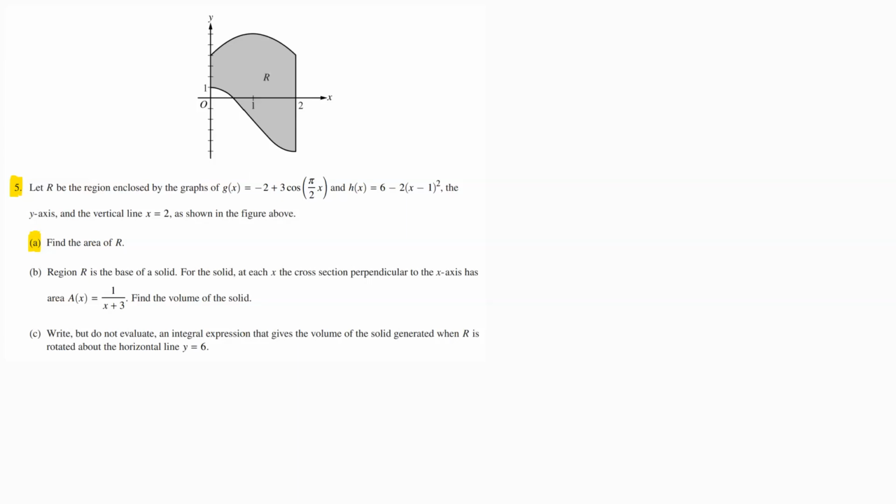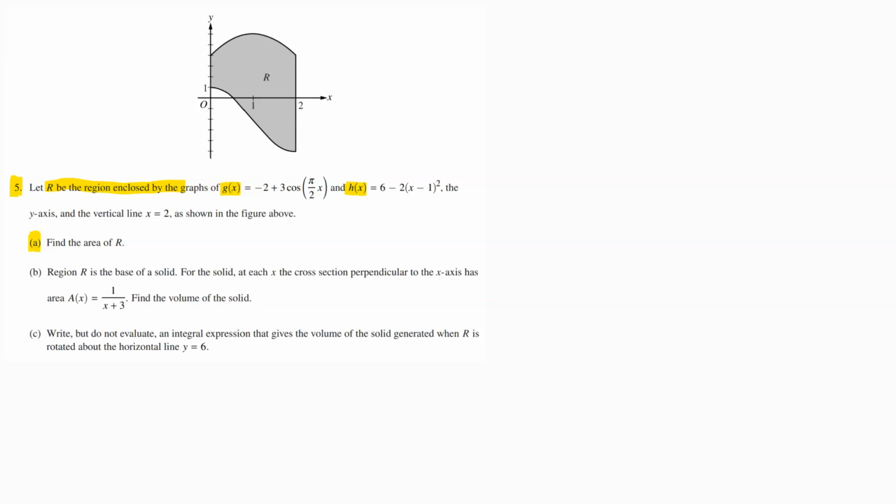Whenever I see a graph on any AP Calc problem, I always want to make sure I know what this is the graph of. And so they're telling us here that R is the region enclosed by these two graphs: g of x equal to negative 2 plus 3 cosine of pi over 2x, and h of x, which is equal to 6 minus 2 times (x minus 1) squared.